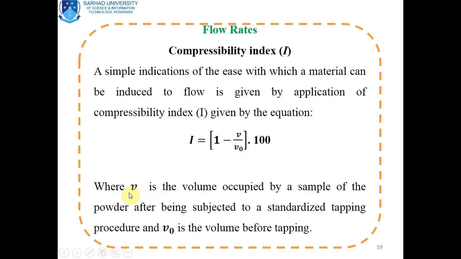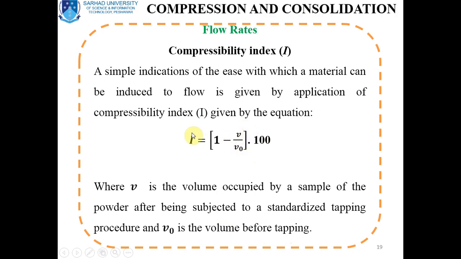In this equation, V is the volume occupied by a sample of the powder after being subjected to a standardized tapping procedure, and V naught is the volume of that particular sample before tapping. That is, V naught is the untapped volume and V is the tapped volume in this case.